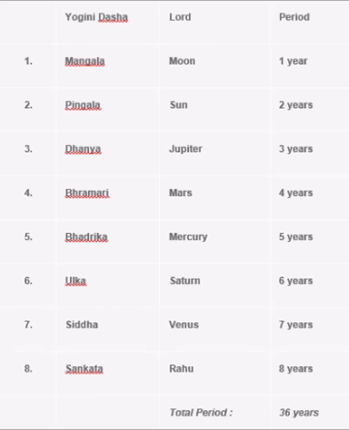Okay, and the dashas are called, if you look at the screen, Mangala, Pingala, Dhanya, Bhramari, Bhadrika, Ulka, Siddha, and Sankata. 8 dashas. And the lordship is: the first dasha lord is Moon, the second dasha lord is Sun, the third dasha lord is Jupiter, the fourth dasha lord is Mars, the fifth dasha lord is Mercury, the sixth dasha lord is Saturn, the seventh dasha lord is Venus, the eighth dasha lord is Rahu, and there is no Ketu.